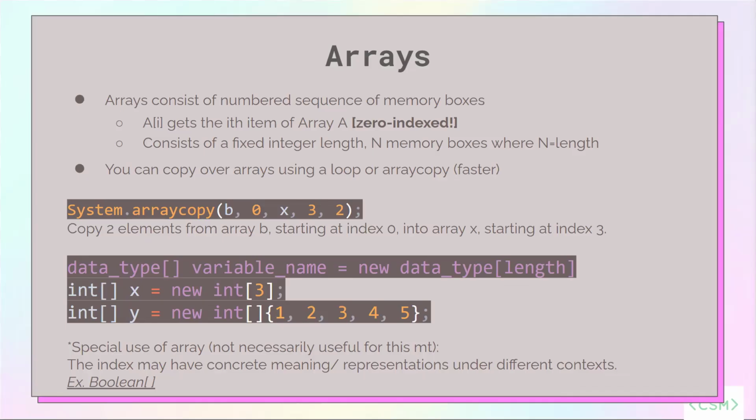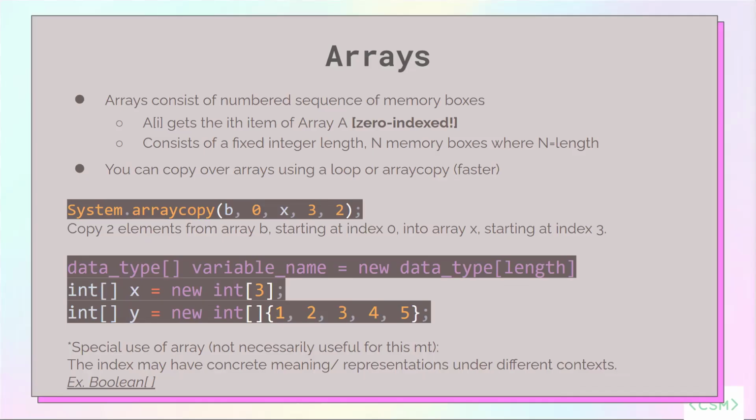And then here's an example of an instantiation. There are two ways. First, you can use the data type, square brackets, variable name, equals new, data type, and then you pass in an integer representing the length of the array. The second type is that if you already know what elements you want to pass into the array, you can directly use the second type.